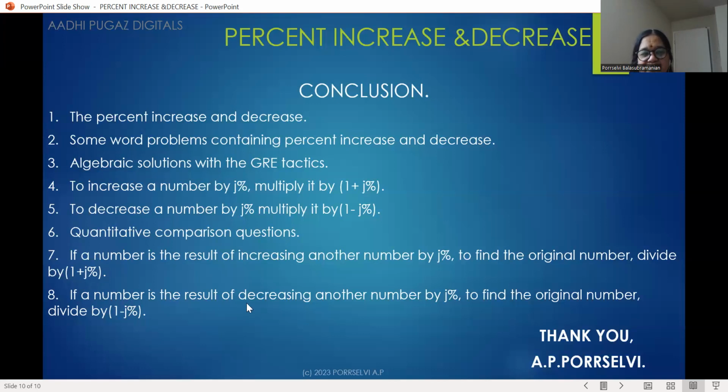If a number is the result of decreasing another number by j percentage, to find the original number, divide by 1 minus j percentage.